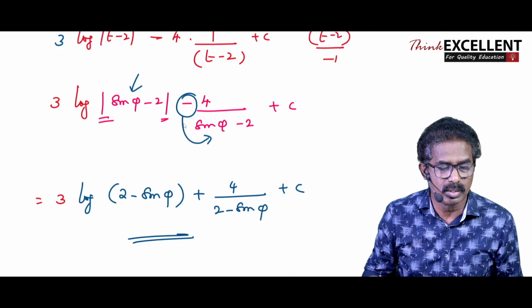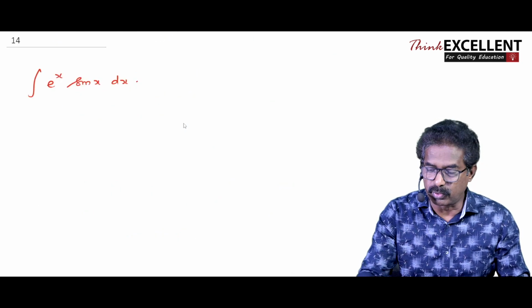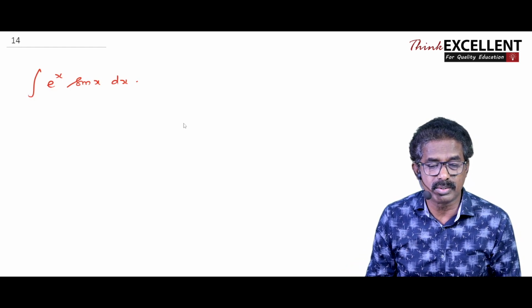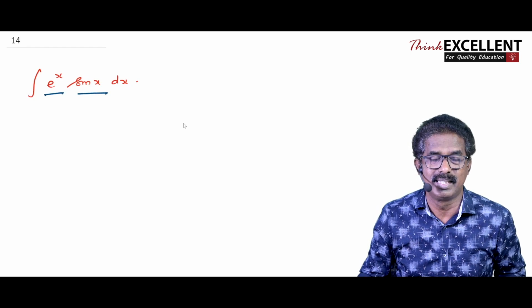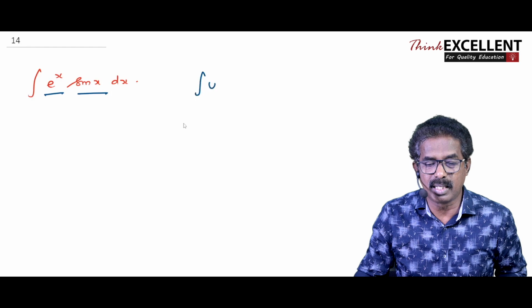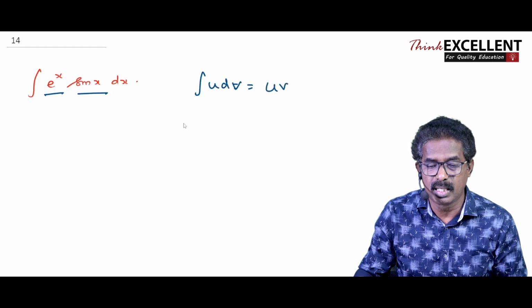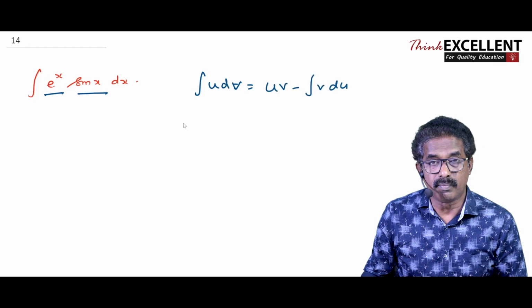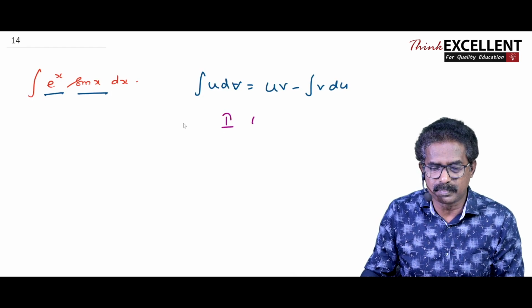Okay, hope you understood. Now we move on to the next question, question number 14. Very good question. Integral e raised to x sin x, a function into function, so integration by parts. So integral u dv, remembering the formula, integral u dv is equal to uv minus integral of v du, right? So which one to be taken as u? Which to take first and which second, that is highlighted.